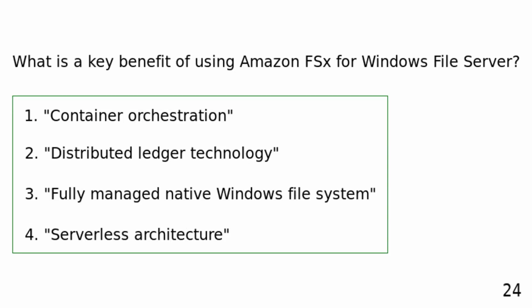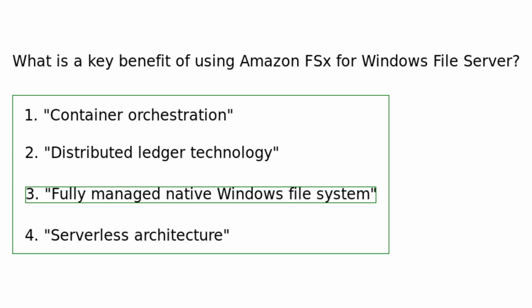What is a key benefit of using Amazon FSx for Windows File Server? Container orchestration. Distributed ledger technology. Fully managed native Windows file system. Serverless architecture. Amazon FSx for Windows File Server offers a fully managed native Windows file system.